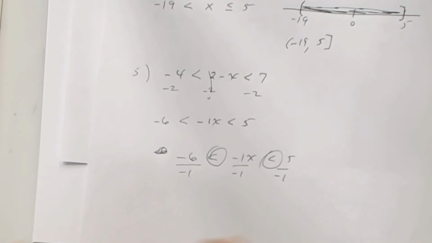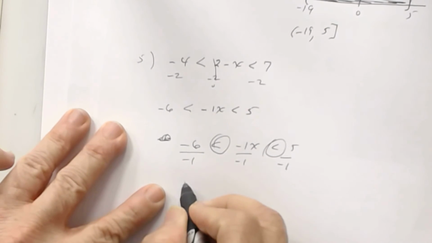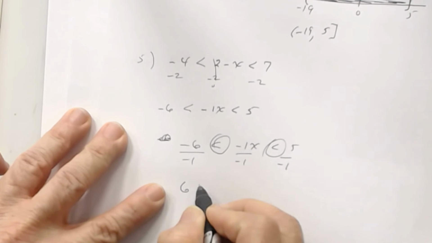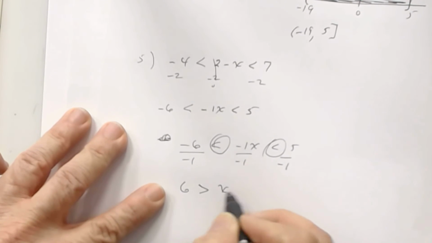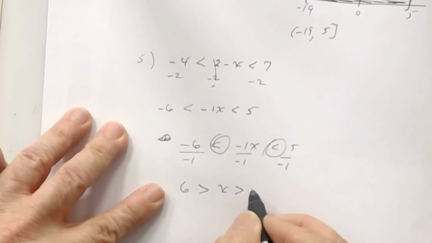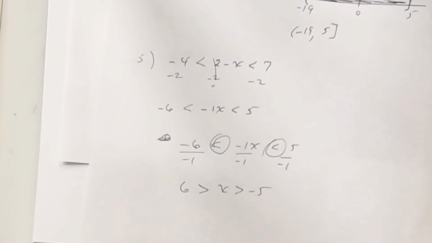What's negative 6 divided by negative 1? Positive 6 is what? Greater than what? X is what? Greater than negative 5. So that's where I'm at. So far what I have is correct. Okay? Now, what this says right here is that my solutions are between 6 and what? Negative 5, or negative 5 and what? 6. That's what that says.